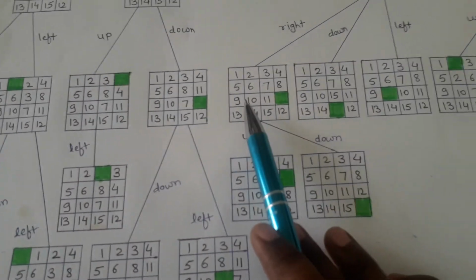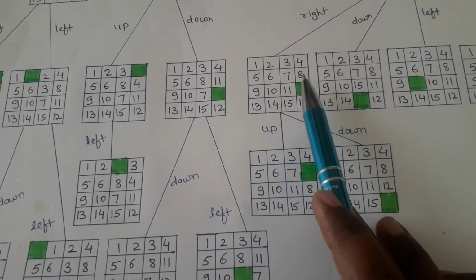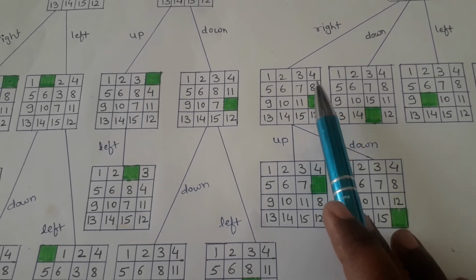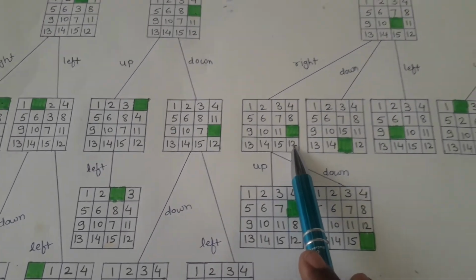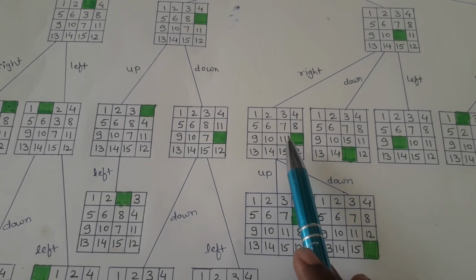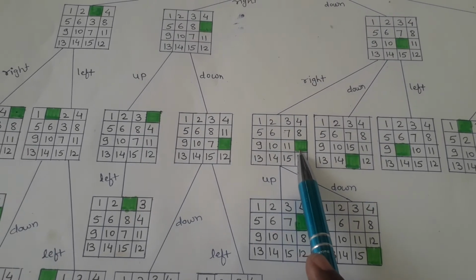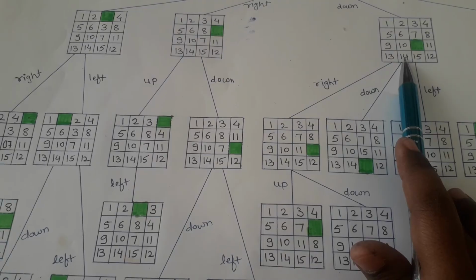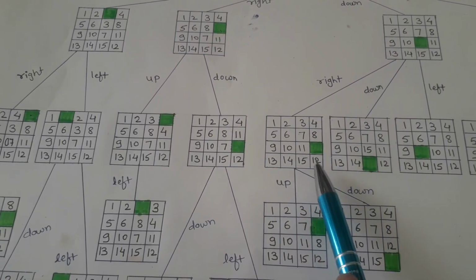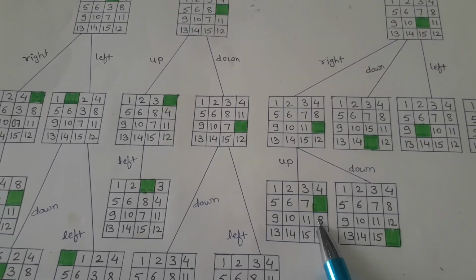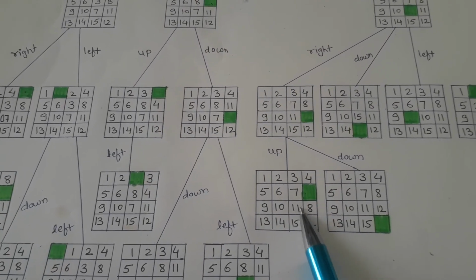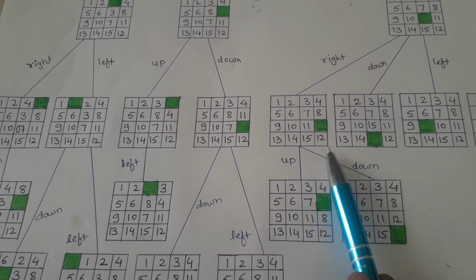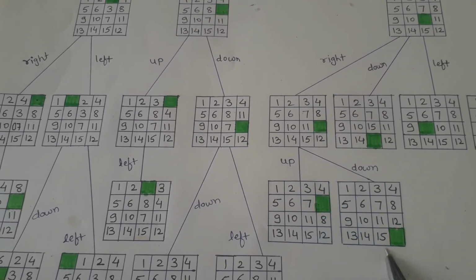Now from this, here a total of 3 states are possible. 3 tiles can move to this empty slot, either 8, 11 or 12. But if we move 11 to this empty slot, then we will get the previous one. So that's why we move either 8 or 12. If we move 8, then we will get this state. And if we move 12 to this empty slot, then we will get this state.